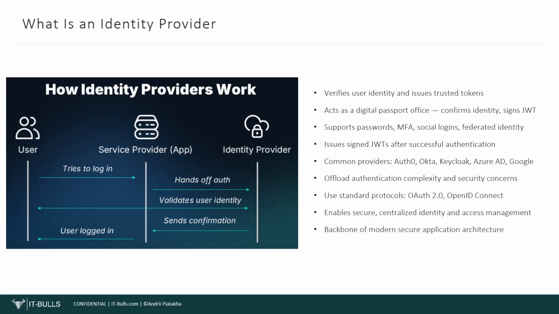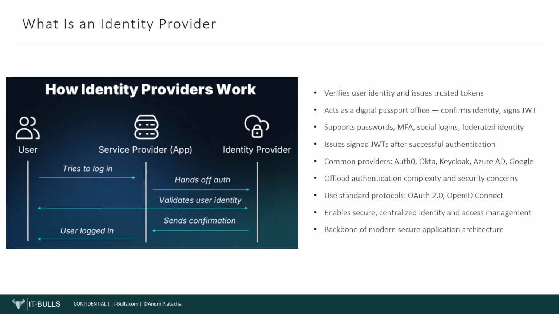In the real world, we use well-established identity providers to handle this complexity for us. Some of the most common ones include Auth0, Okta, Keycloak, Microsoft Azure AD, and Google Identity Platform. For example, when you sign into a website using your Google account, Google acts as the identity provider. In enterprise settings, companies often use Azure AD or Okta to manage employee access across internal applications. These identity providers simplify authentication, offload security concerns, and provide standard protocols like OAuth 2.0 and OpenID Connect out of the box. This allows developers to focus on building their applications, not reinventing authentication mechanisms.